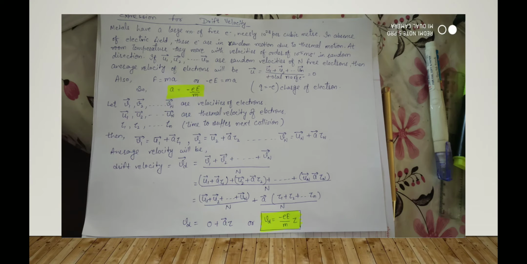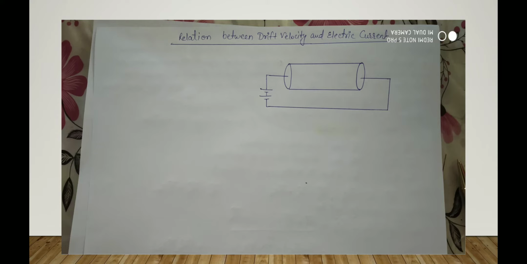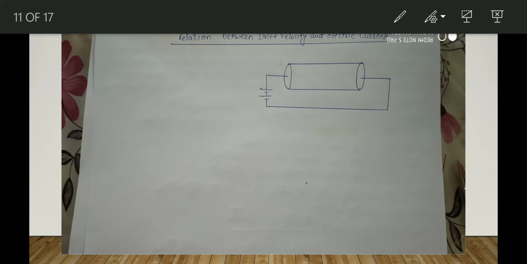Okay, now we will learn the relation between drift velocity and electric current. Let's suppose we have a conductor and we have connected this conductor with a battery like this. So what will happen? This terminal will be positive and this terminal will be negative. The left side of the conductor will be positive and the right side of the conductor will be negative. So what will happen? All the electrons from the negative side will move towards the positive side of the conductor.